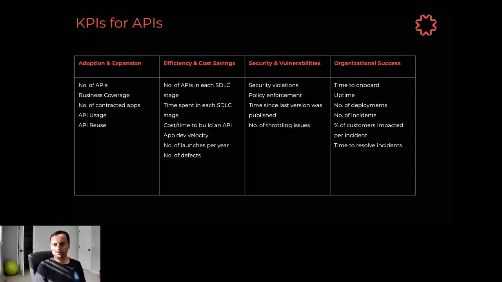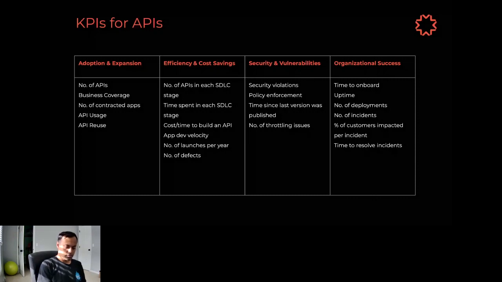Security and vulnerabilities, obviously very important when it comes to APIs. That's the third category. And last but not the least, organizational success. And there, what we're talking about is how are customers, I'm not talking about external customers only. I'm talking about internal customers. These are API users. How are they feeling? Is it easy to onboard a new API user to the API, and so on and so forth.